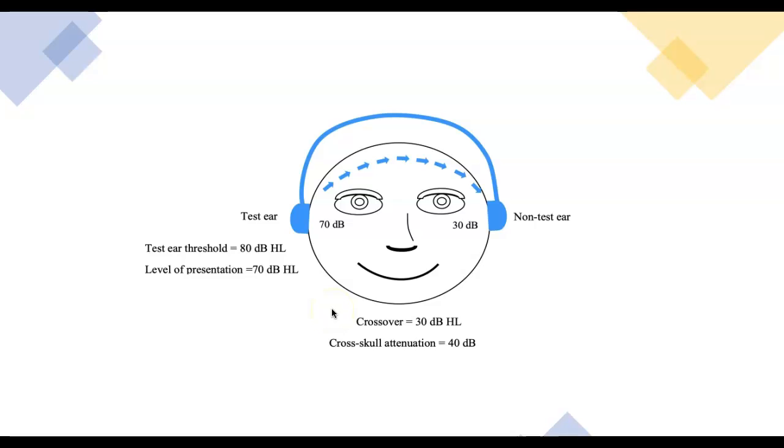So hopefully that helps you understand that. So again, let's go over it. You present the sound at 70 dB on the test ear, okay? And their threshold is actually 80, so it should be inaudible. That's what should happen. But you present it at 70, 30 dB crosses over because of 40 dB interaural attenuation. If their bone conduction threshold is better than 30 dB, let's say 10 dB, they're going to respond as if they heard it in the test ear. Hopefully that was helpful.